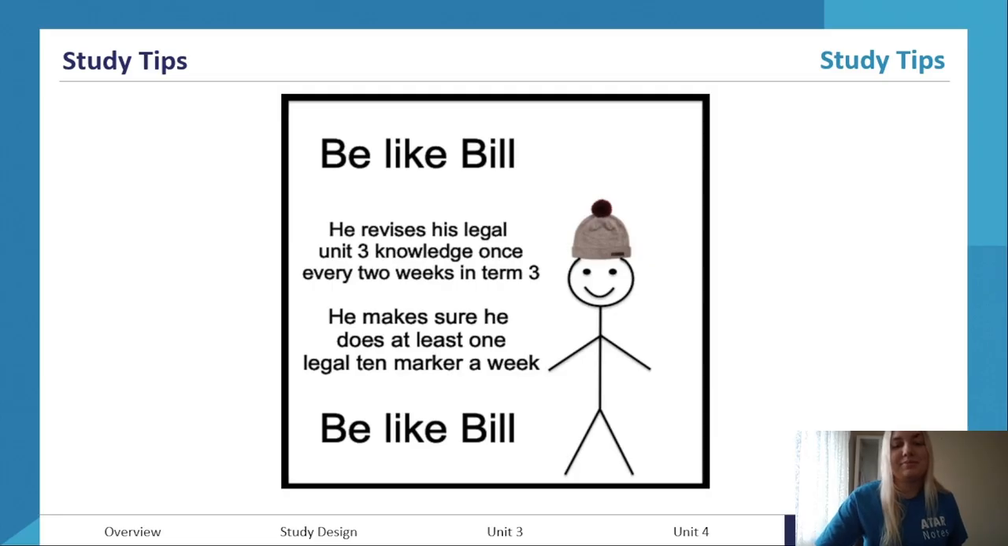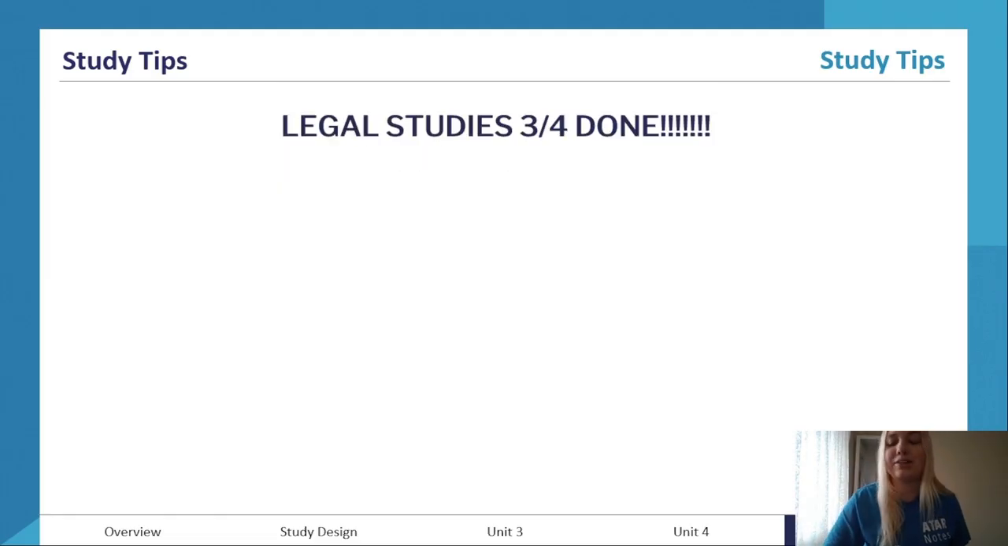Do 10 markers. At this stage, try doing a 10 marker once a week as well to practice them, practice structuring them. They're all different. Each question is different. So just get accustomed to it. They're tough. Just try to do them regularly.